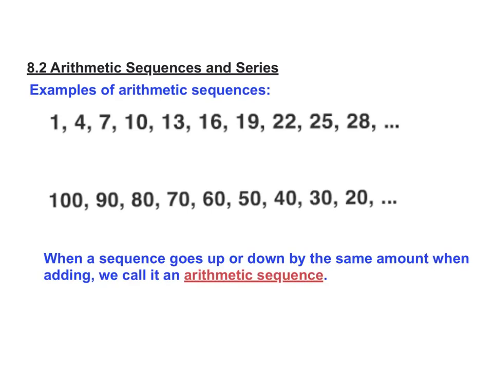So understand that when a sequence goes up or down by the same amount when adding, we call it an arithmetic sequence. If it doesn't go up or down by the same amount every time, it is not an arithmetic sequence. It may be a different type of sequence. It may just be a generic sequence. In 8.1, we looked at a lot of generic sequences, but not necessarily ones that went up by the same amount or down by the same amount every time. That's what an arithmetic sequence is. So let's look at some definitions and formulas.